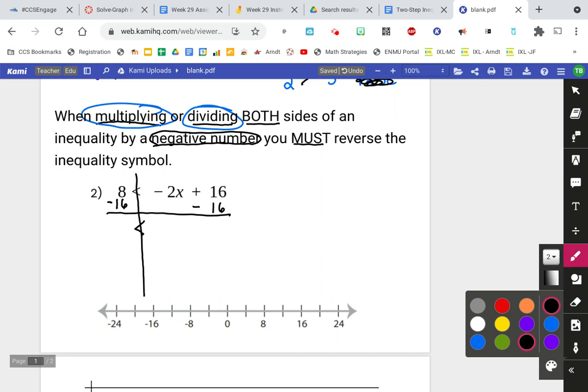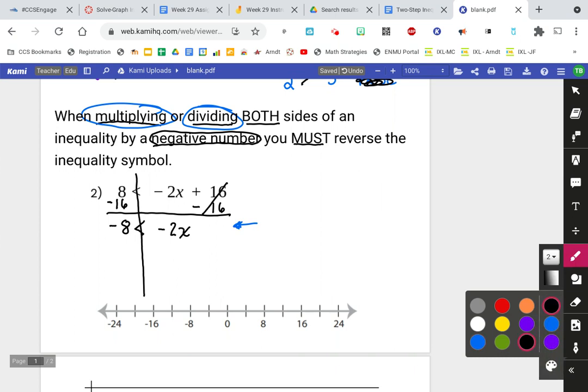Anyway, 8 minus 16 is negative 8. Okay, I'm going to bring down the negative 2x, and then 16 minus 16 is 0. So our new inequality is negative 8 is less than negative 2x. Again, we're trying to get our variable by itself. Our variable is over here. And right now, our variable is being multiplied by a negative 2.